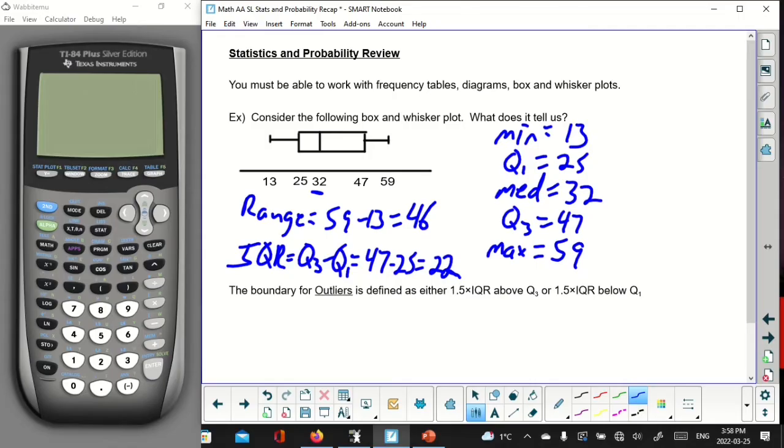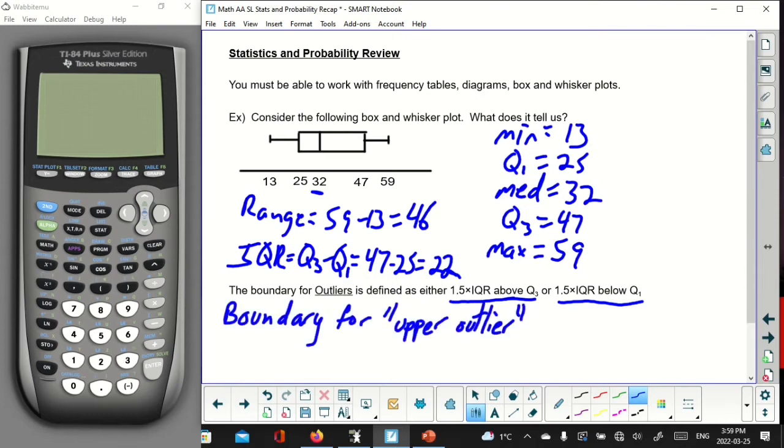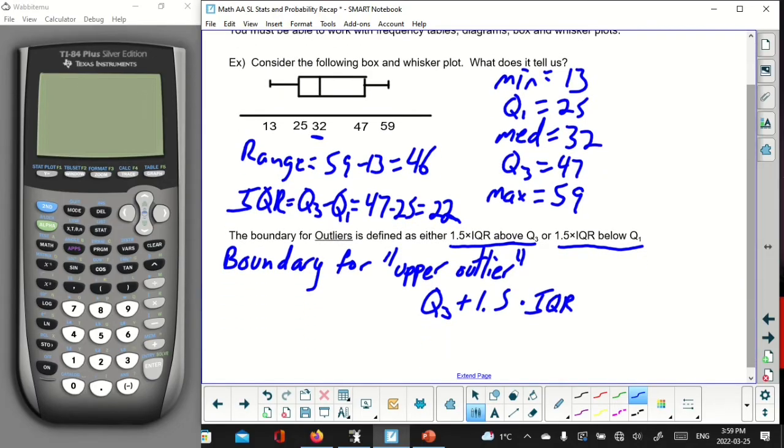It also helps us define outliers. So outliers are either 1.5 IQRs above Q3, or on the lower side, 1.5 IQRs below Q1. So let's just find the upper boundary. The boundary for the, quote, upper outlier would be Q3 plus 1.5 times the interquartile range, or 47 plus 1.5 times 22. Now 1.5 times 22 is 33, plus 47, that's 80. What that's telling us is that scores above 80 could be considered outliers.